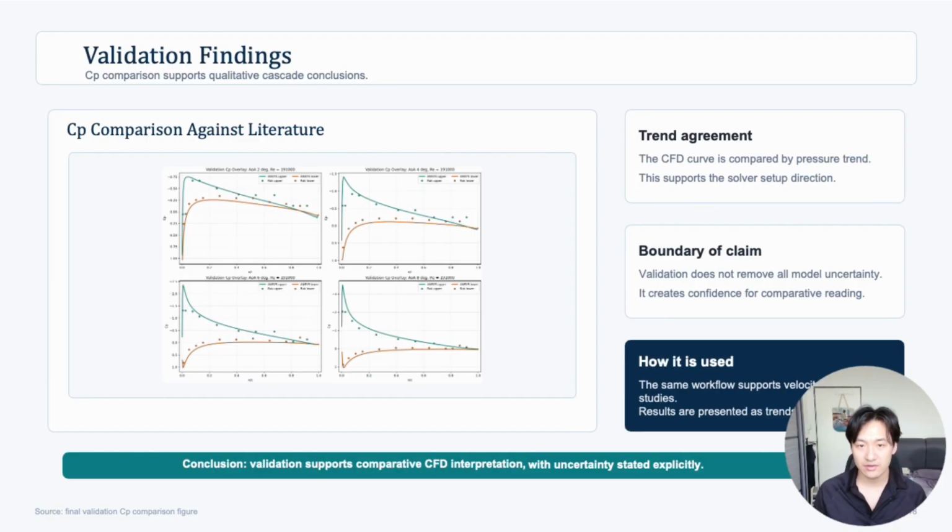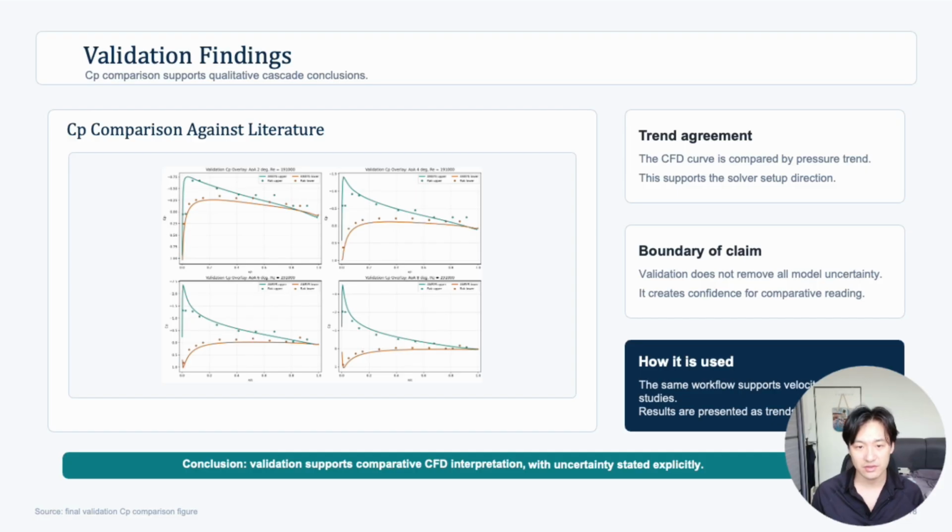This slide shows the Cp comparison between the CFD result and the digitized data from the paper. Overall, the CFD result captures the main pressure distribution and trend as angle of attack increases. The pressure difference between the upper and lower surface becomes stronger, and the suction side pressure becomes more negative near the leading edge region. The pressure side agreement is generally closer than the suction side agreement at higher angles of attack, especially near the leading edge suction peak.